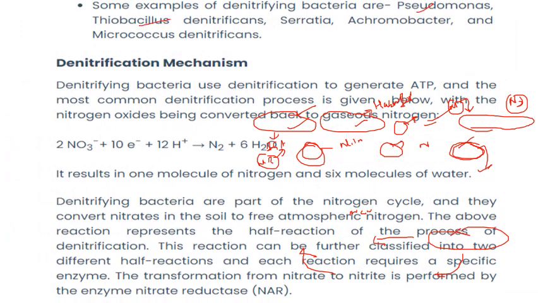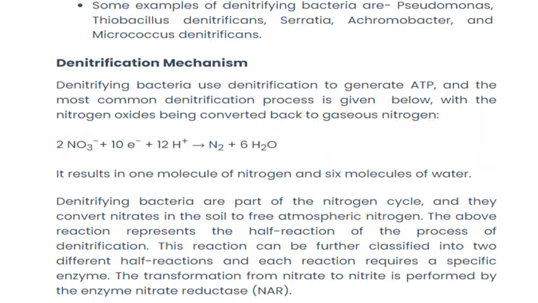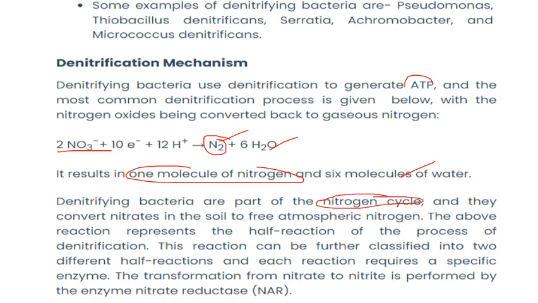So some examples of denitrifying bacteria are Pseudomonas, Thiobacillus denitrificans, then Serratia, then Achromobacter, and Micrococcus denitrificans. So these are some bacteria which are involved in denitrification, meaning conversion of nitrate into nitrogen. It is carried out with the help of water molecules. So it results in one molecule of nitrogen and 6 molecules of water. This reaction involves formation of one nitrogen molecule and 6 molecules of water.